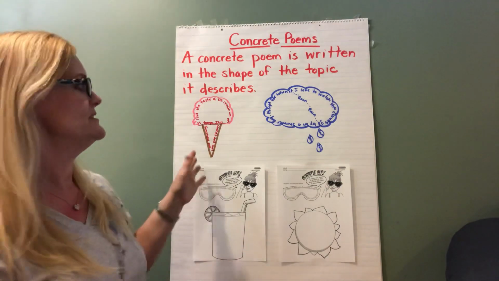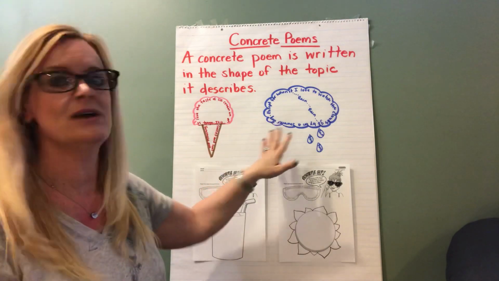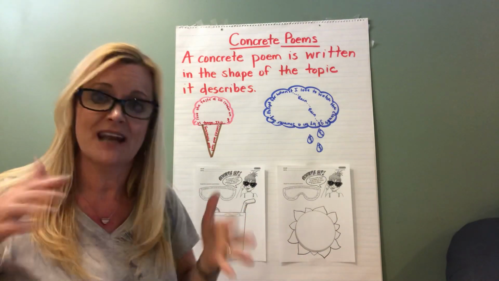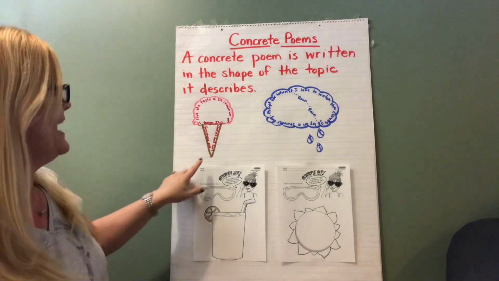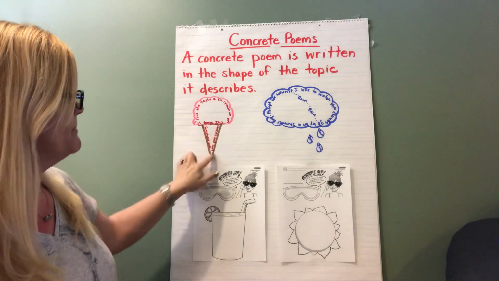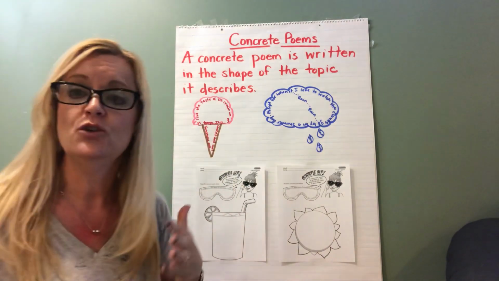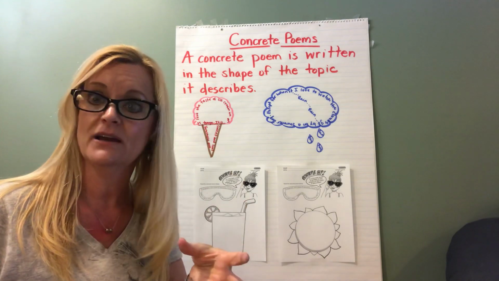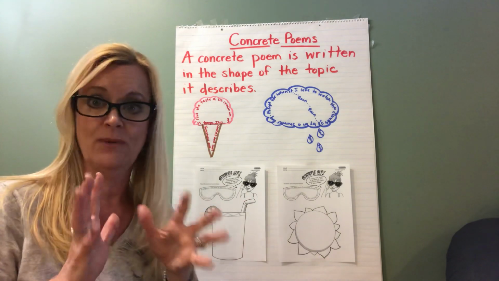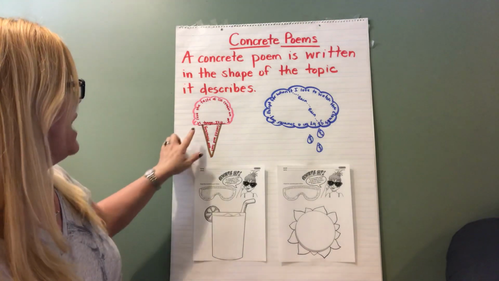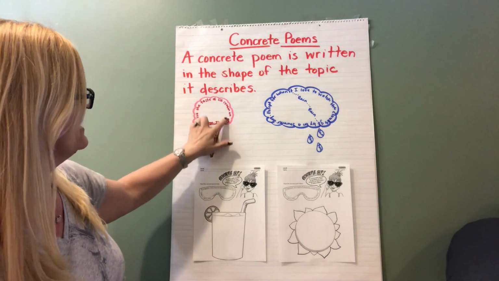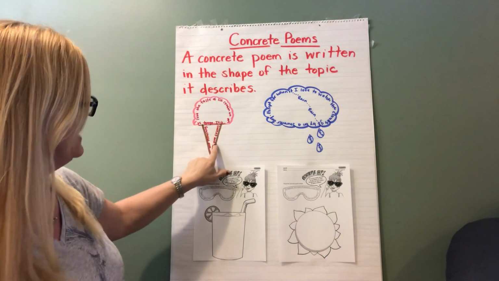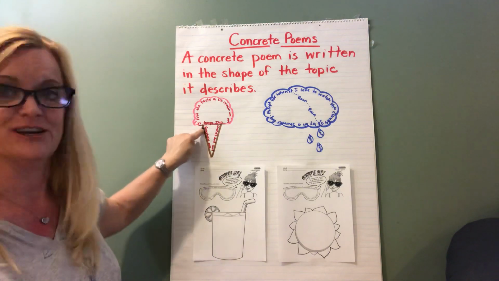So you can probably see right here at the top, I made an ice cream cone and I made a cloud. Just two kinds of things that I just thought off the top of my head. And I did mine in marker first and I colored it. You can do yours in pencil if you want to, and then do the words and then color it. You can make your poem any way you want. So I just wrote, I love the taste of ice cream on my tongue. It is sweet and cool and refreshing.